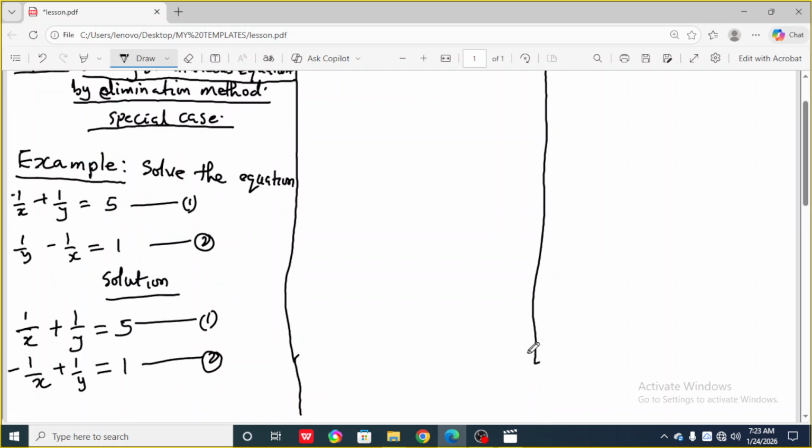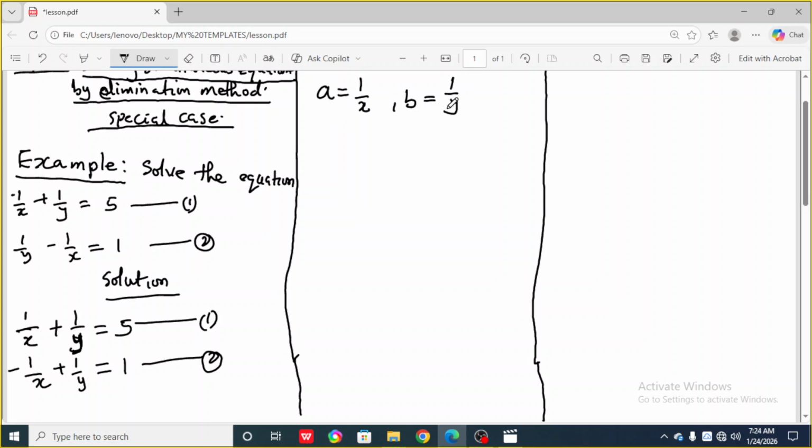now is to replace 1 over x with a different letter which is not in fractional form, and I will replace 1 over y with a different letter which is not in fractional form. So I will use a to represent 1 over x, and b to represent what? 1 over y.